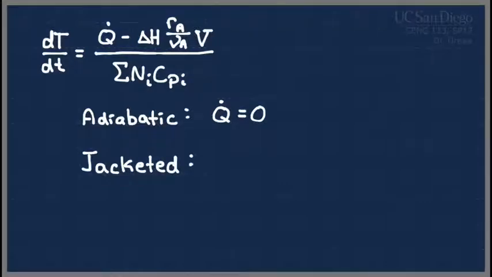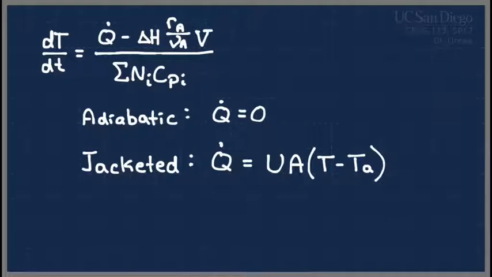Jacket as in like you put a coat over it, or a jacket. And then for these systems, Q dot is equal to a couple of new terms. So we've got a U, an A, and then a quantity of T minus TA. And the only bit of a weird part, we'll try to describe it here in a moment, is there's a negative sign out front.